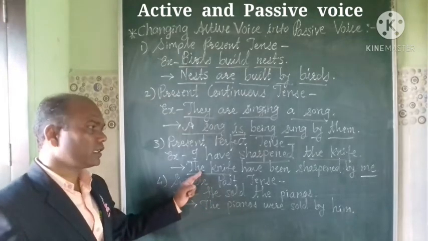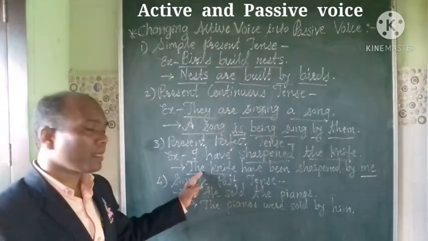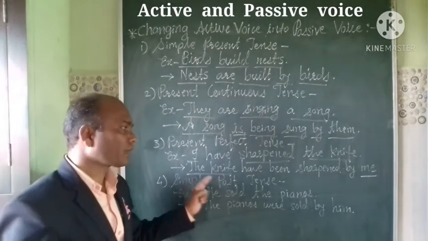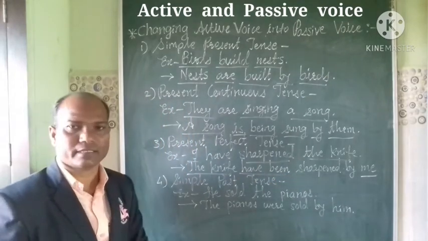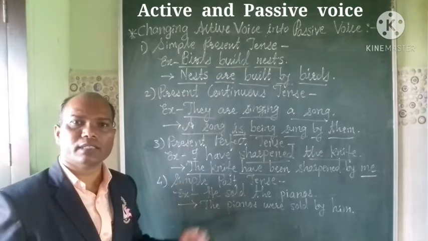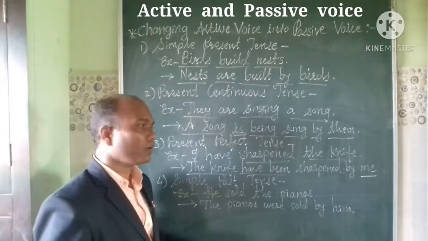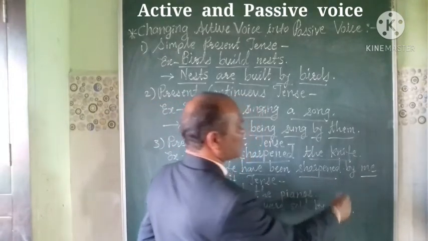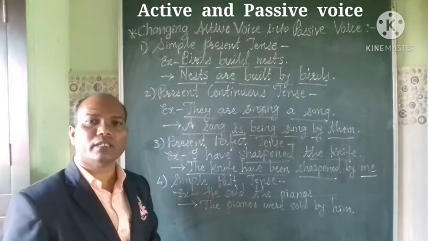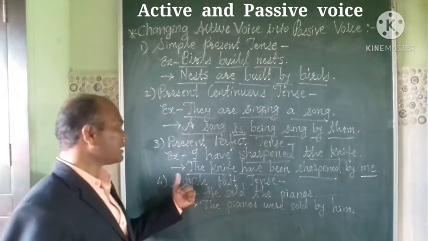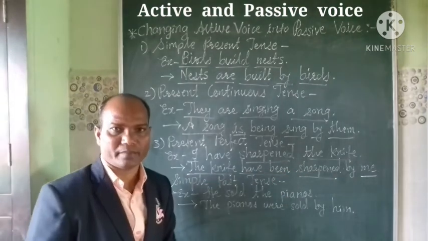After writing this, we have to use the helping verb. Which is the suitable helping verb here? Have been for the present perfect tense, have for a plural subject and has for a singular subject. After the helping verb, we have to use the past participle form of the verb. And next, the preposition by. And in this way, the answer is: the knife has been sharpened by me.